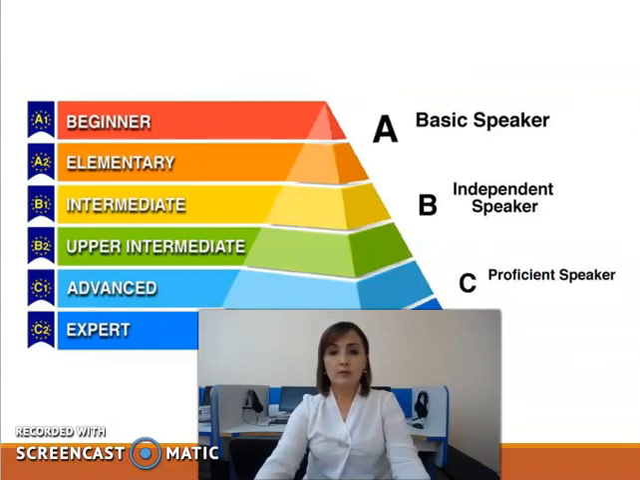And A1, we know that it's a beginner level, A2 elementary level, and they are included in basic speaker. They are called basic speakers. And B1 is intermediate level and B2 upper intermediate level, and both are called independent speakers. And C1 is advanced level, and C2 is expert, and they are included in proficient speakers.